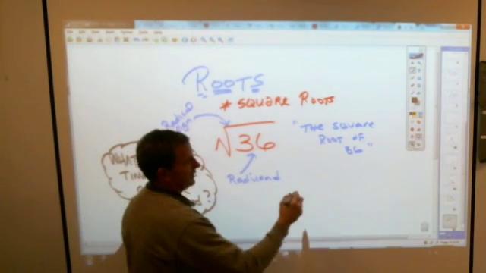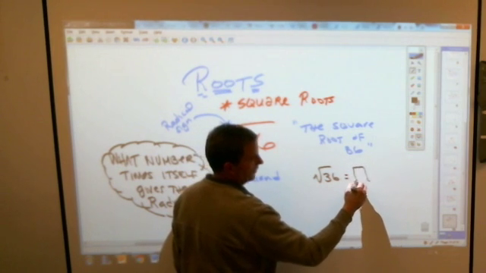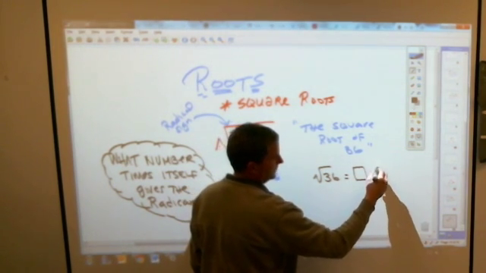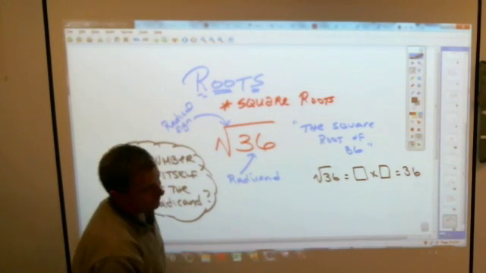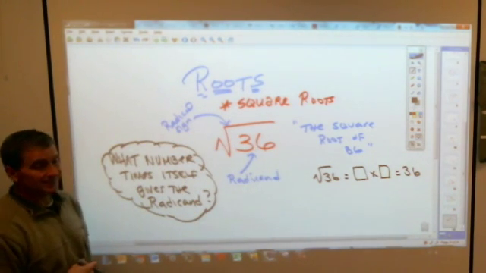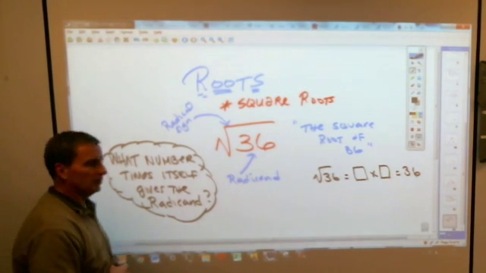So if you are looking at the square root of 36, you have to think about it this way. What same number times itself will give me 36? And there is no magic formula for this. This is simply by trial and error. I mean, you can go through the list.